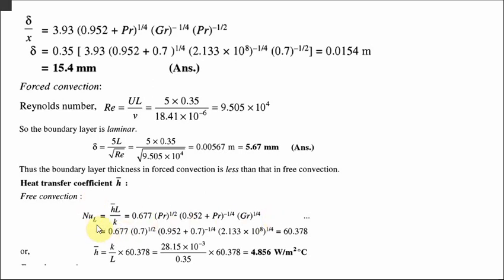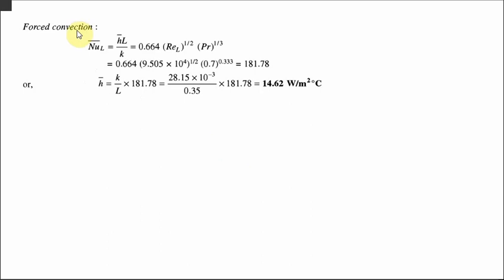So from this one h bar can be calculated. This is a very easy problem, but also very useful. Next we need to calculate the heat transfer coefficient for forced convection. From the data book itself, for forced convection laminar flow, this is the average Nusselt number equation. It's there in the data book itself in the forced convection section. So substitute the values, you will get the h value as 14.62.